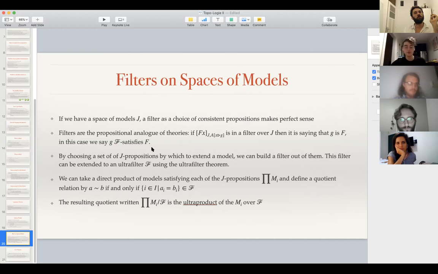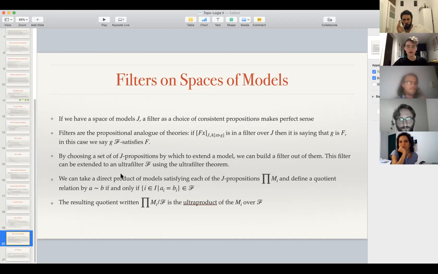This is where the ultrafilter theorem comes in and why it's important, this weak version of choice. To build an ultrafilter which decides these axioms, you pick whatever you want, and then you extend them to an ultrafilter using this theorem, which is basically a simpler version of the axiom of choice, of choosing infinitely many things.